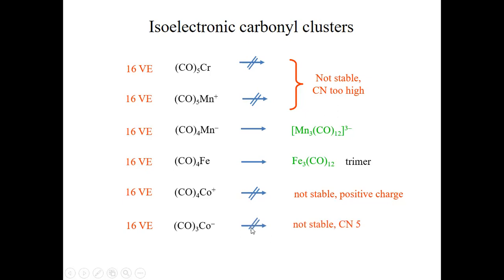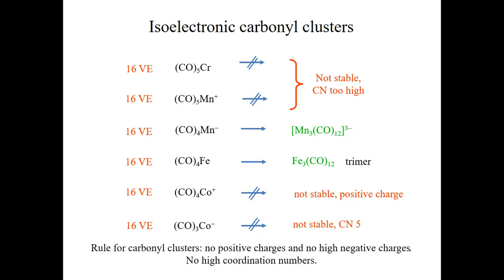It's in this case a little more difficult to understand why, because it would only have a 3 negative charge, okay, and a coordination number of 5, which is not too bad usually, but nonetheless, this molecule has not been successfully synthesized thus far. So generally, we can say as a rule for carbonyl clusters, no positive charges and no high negative charges. Should avoid high coordination numbers larger than 6. So 6 is always ideal. Anything less than 6 is less favorable.